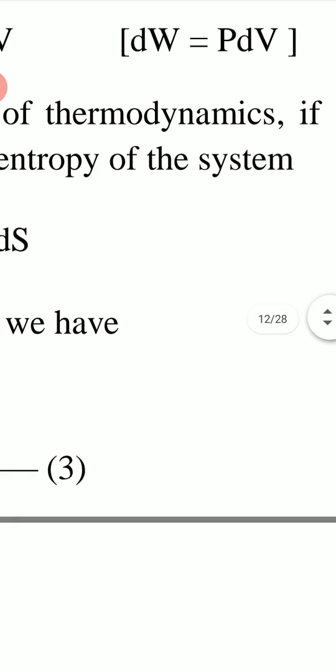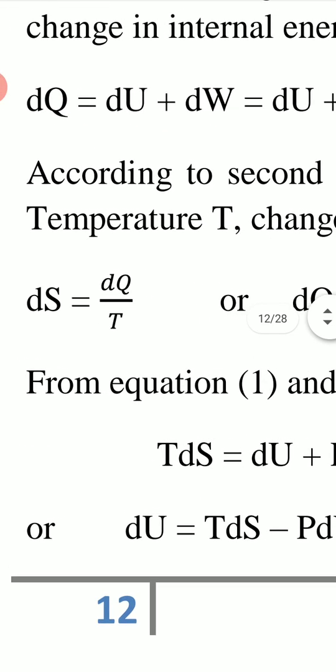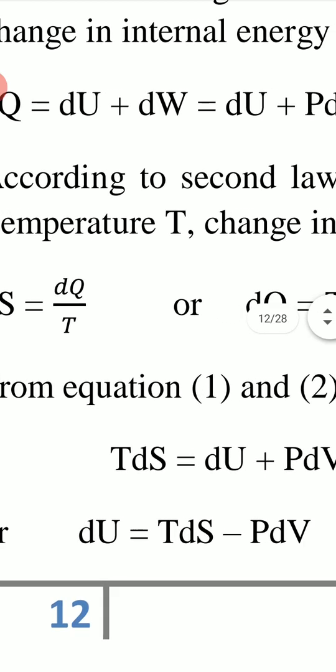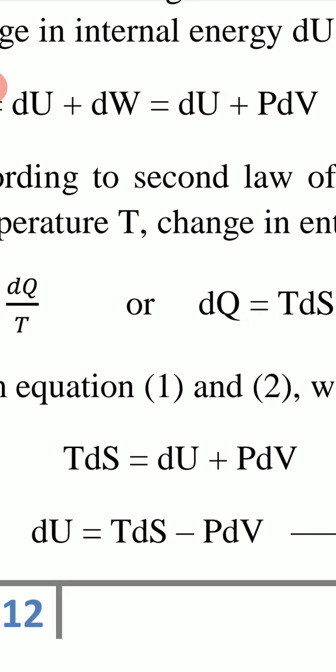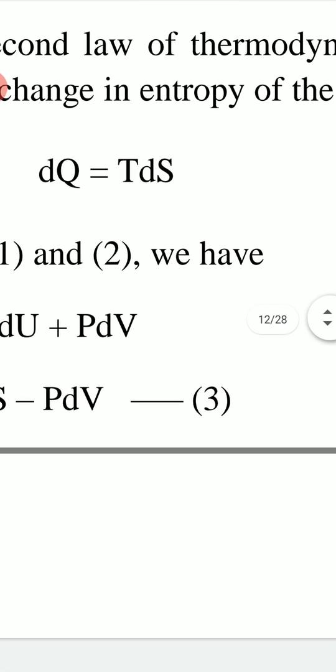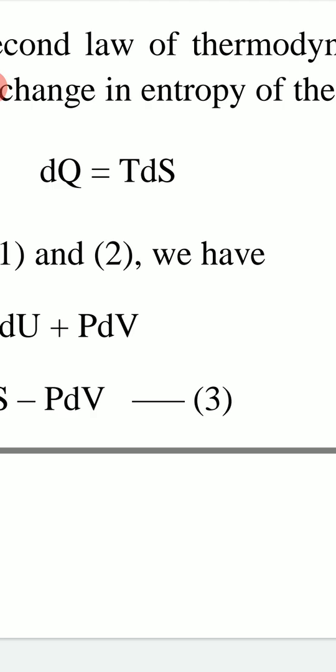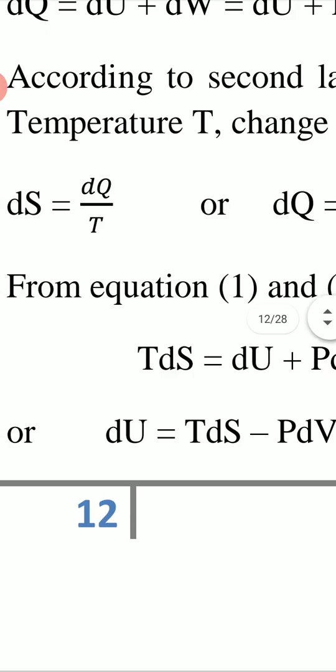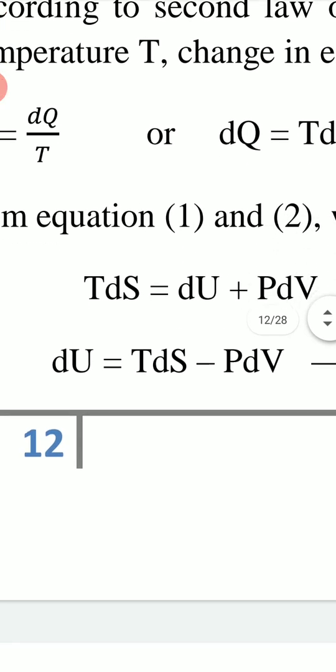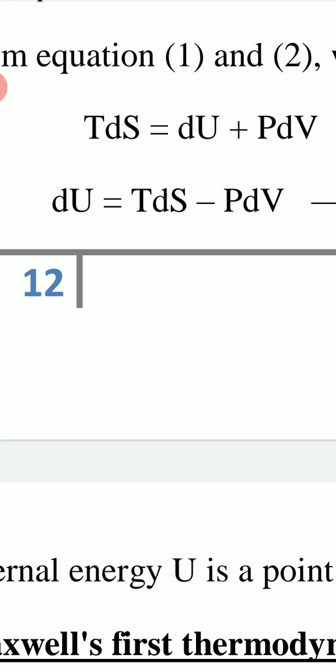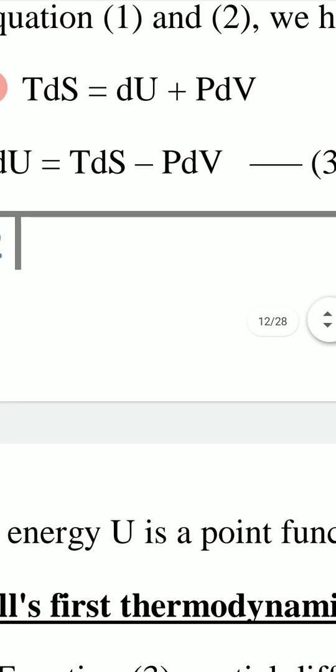So we have these two equations. One from first law of thermodynamics, that is dQ equal to dU plus dW, which is equal to dU plus PdV, and second is from second law of thermodynamics, dQ equal to TdS. Now substitute this value of dQ, which is equal to TdS, in this equation 1. We get TdS equal to dU plus PdV, and this gives the value of dU, change in internal energy, and this dU is equal to TdS minus PdV. We write it as equation 3.